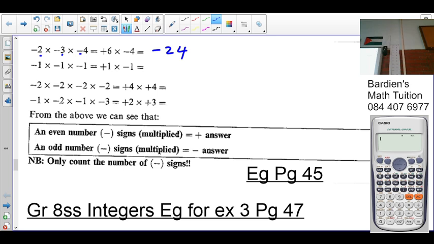The next one we've got negative. There's how many negatives here? 3. So it's odd. So it's negative. 1 multiplied by 1 multiplied by 1 is 1.